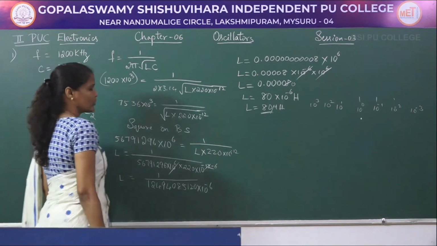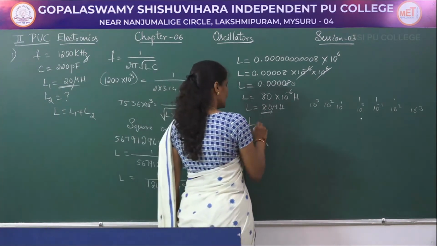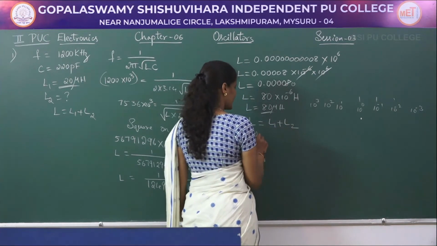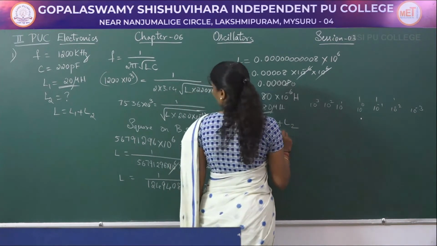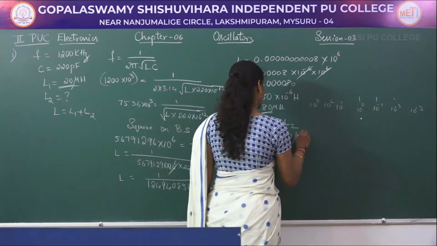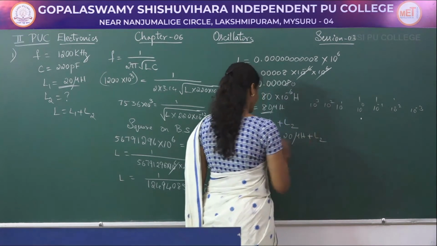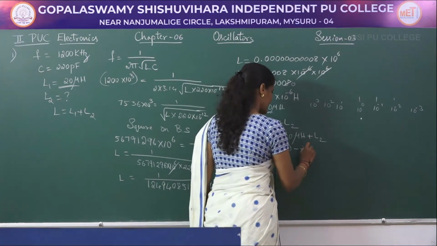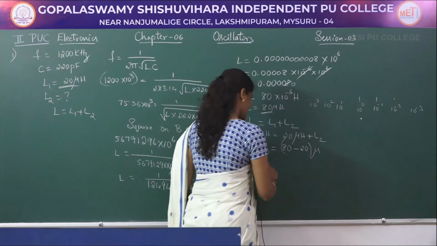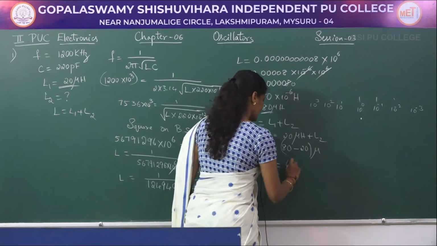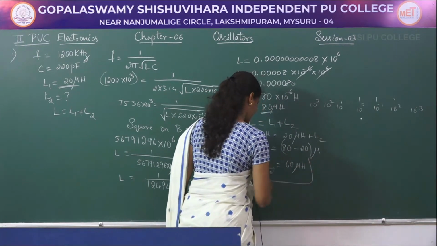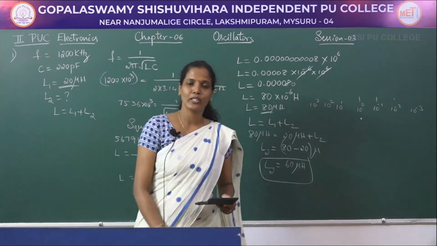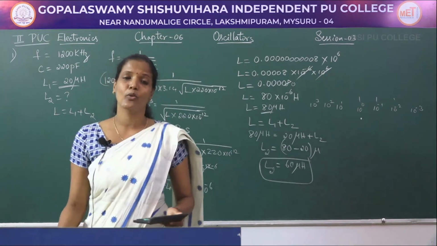L1 value is known, you have to find out L2 value. So, L is equal to L1 plus L2. L value is 80 microhenry, L1 value is 20 microhenry plus L2. So, L2 equals 80 minus 20 micro, which gives me L2 as 60 microhenry. So, this is the final answer where L2 value is equal to 60 microhenry.